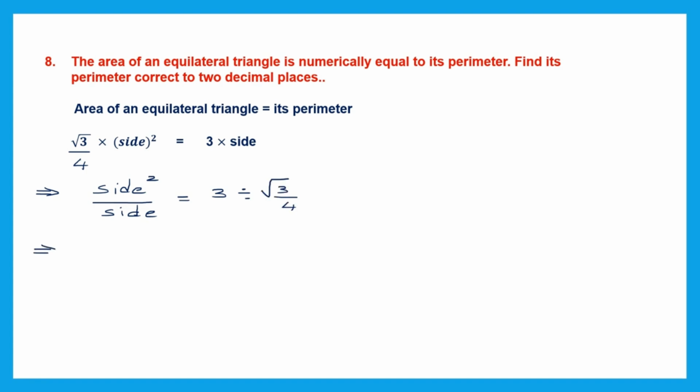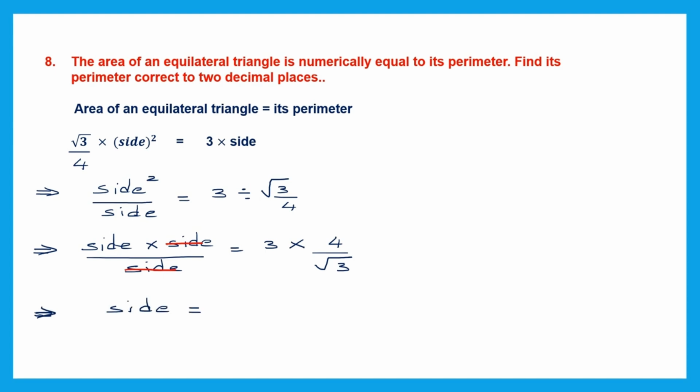Now this one is side square, isn't it? That means side into side. Side square divided by side. And here we have 3 divided by root 3 by 4; division changes to multiplication, and we write the reciprocal, 4 divided by root 3. Now what are the things that we can cancel? We can cancel one side and this side here. So here we have only side left and we're going to find the side. Once we find the side, we can find the perimeter.